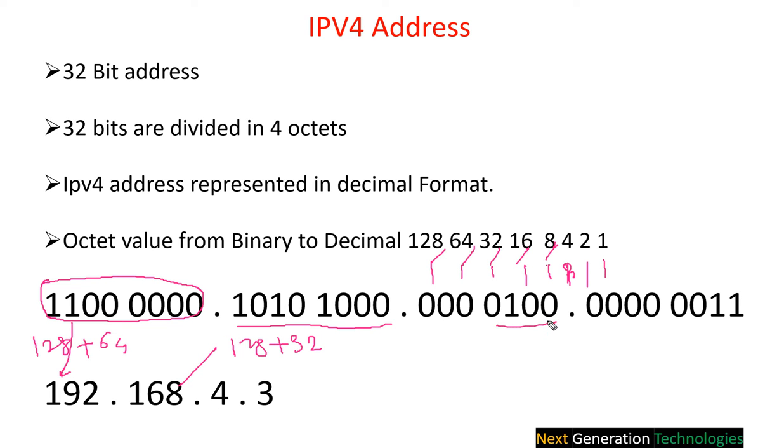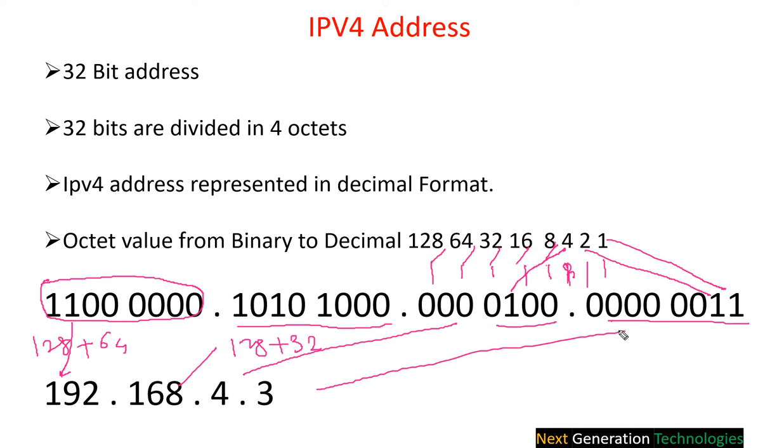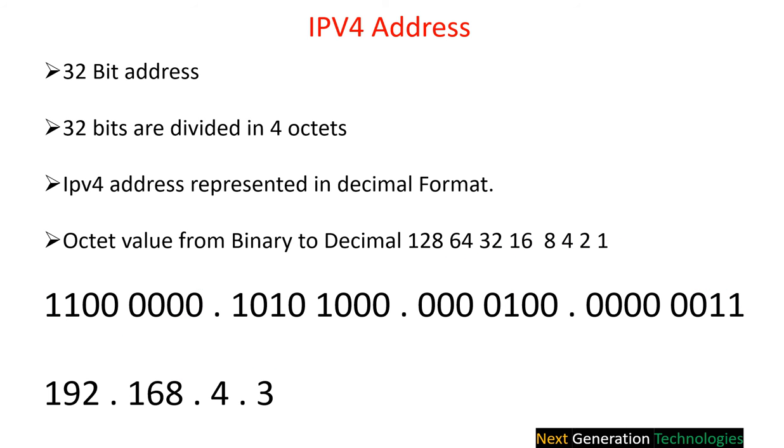This also is converted from binary to decimal, and this represents the 4, so this is 4. In the last octet, this is 2 and this is 1, so 2 plus 1 is nothing but 3. In this way we can convert a binary IP address to a decimal IP address.